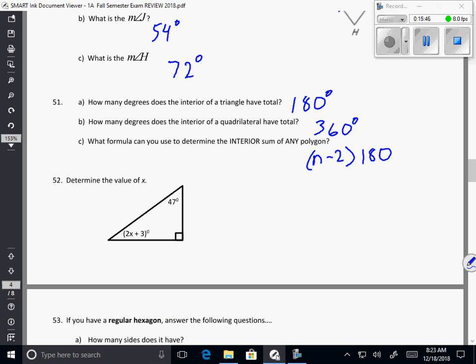All right, determine the value of x. We've got the sum of the interior of a triangle, which we already said was 180. And we know one of them is 47, and one of them is 90, and we know one of them is the expression 2x plus 3. So we combine our like terms and solve for x. You get an x value of 1.